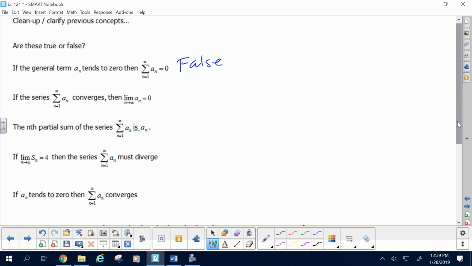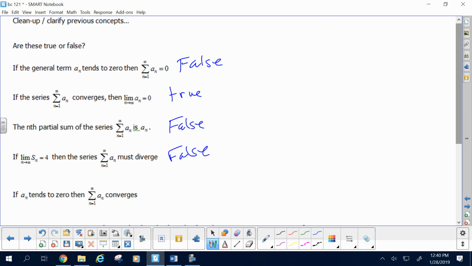What about if the series converges, then the terms must have had a limit of 0? That is true. Okay? The nth partial sum of the series is a sub n. False. A sub n represents terms. What do you use for the sum? S sub n. S sub n represents the partial sum. If the limit of the partial sums is 4, then the series must diverge. False. If there's a limit to the partial sums, then the series converges, and therefore that must be false.